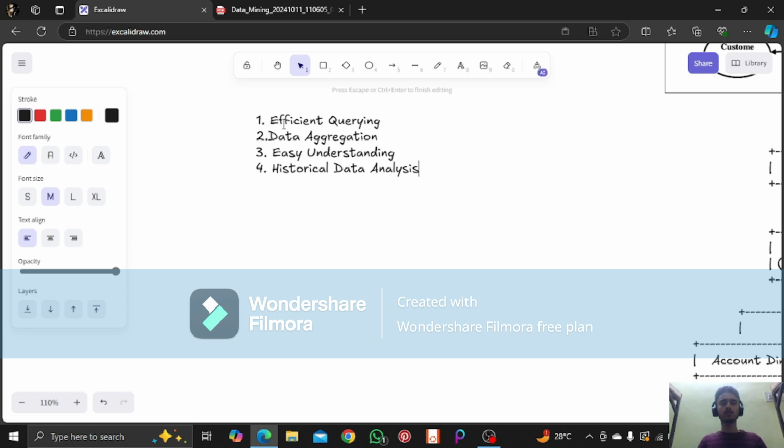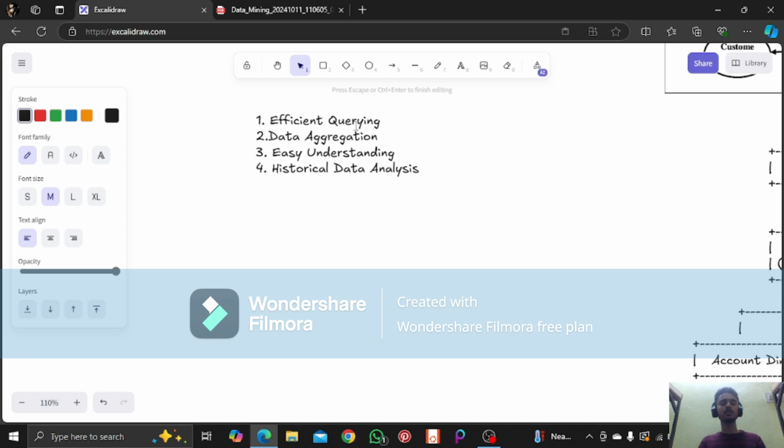So first of all, let's talk about efficient querying. The star schema design simplifies queries and speeds up reporting. Analytical queries like total deposits by branch or average loan balance by customer category can be executed more efficiently. Second, data aggregation. Measures like total transaction amounts or loan interest can be quickly aggregated across different dimensions like time, branch, or customer.